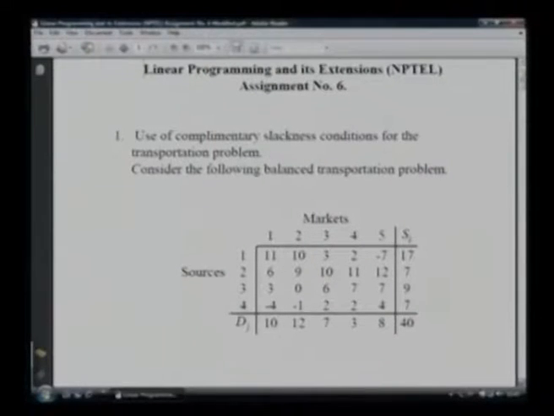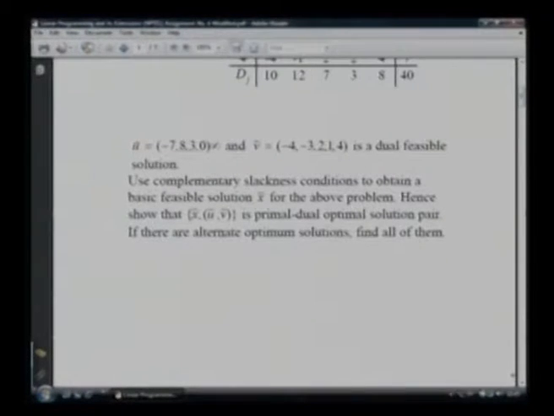In the table below, a balanced transportation problem is given to you, and as usual, the entries are the costs, the row below gives the demands, and the column on the right hand side gives the supply. Now, I have given you a dual feasible solution u bar, which is minus 7, 8, 3, 0 (disregard the infinity here, because u bar corresponds to the rows), and v bar is minus 4, minus 3, 2, 1, 4. So, this is a dual feasible solution. You can verify it for yourself.